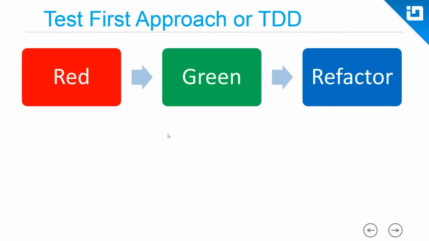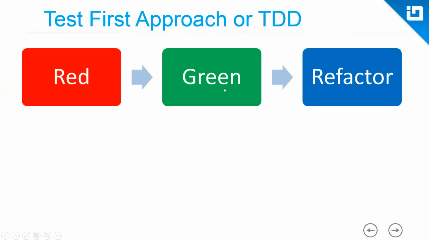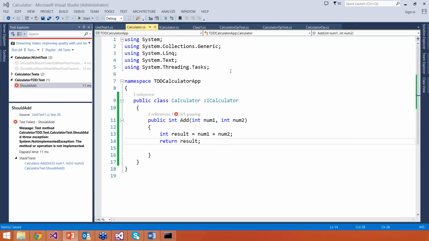And how can we make it green? Again, go back to Visual Studio here, and we'll go ahead and implement that. So instead of throwing the exception, we'll say integer result equal to num1 plus num2, and then return result. Now we have implemented this. When we implemented this, we are trying to make the test green.